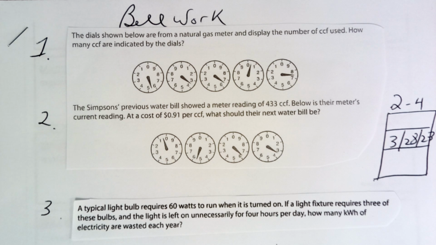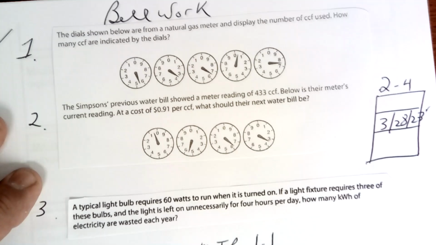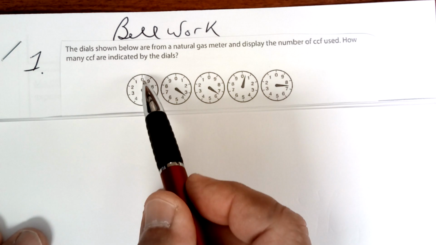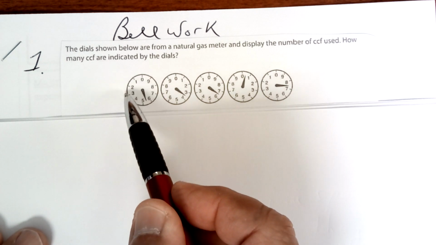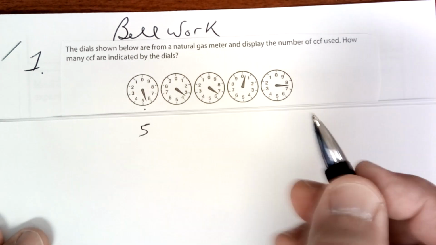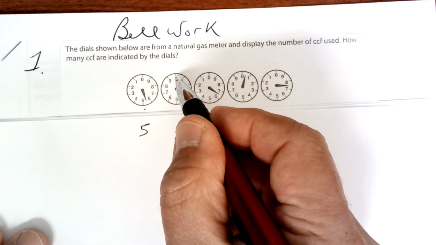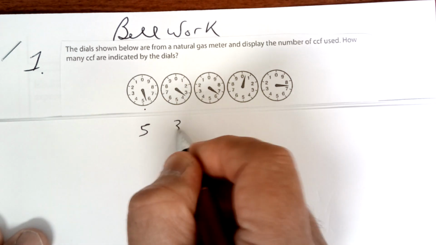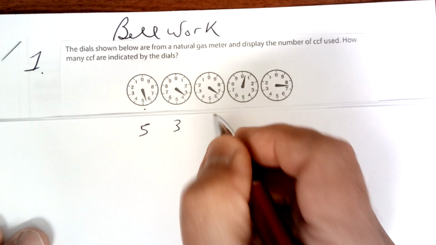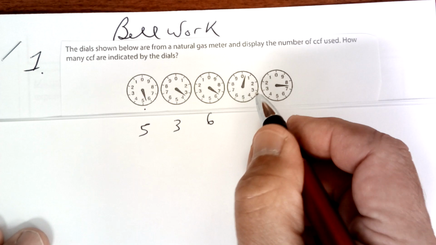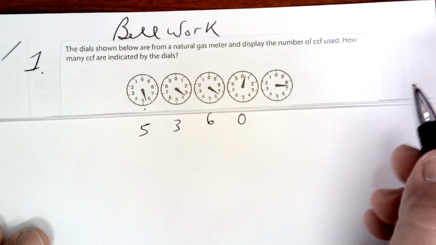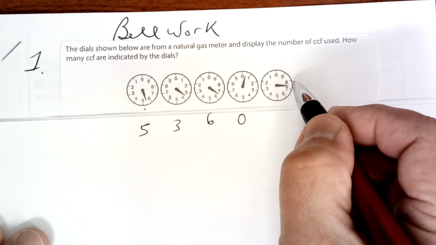Example 1, remember you always read the lower number and you have to decide where the orientation is going. This one is going backwards, so the lower number here would be 5. On this one is going forward, and the lower number would be 3. This one is going backwards, and the lower number would be 6. This one right here is going forward, and the lower number would be 0. And finally, this last one is going backwards, so the lower number would be 7.